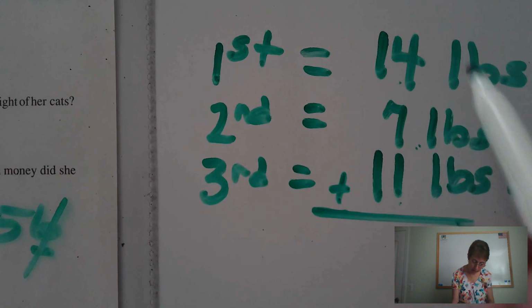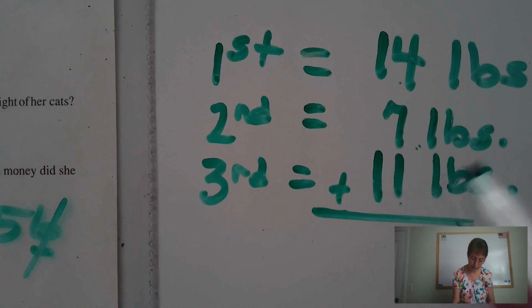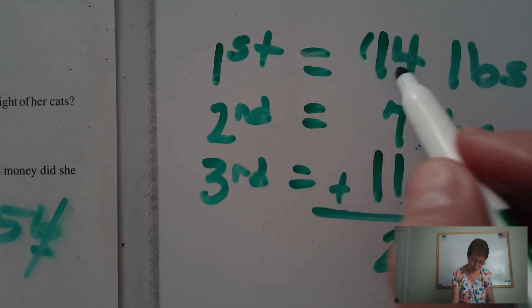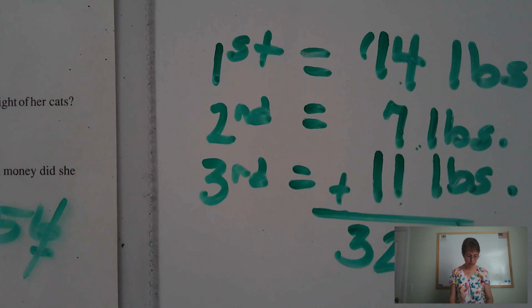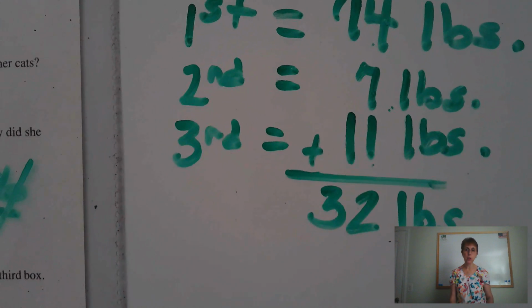Now you can add. 4 plus 7 is 11, plus 1 is 12. 1 plus 1 is 2, plus 1 is 3. 32 pounds. There's your total, 32 pounds.